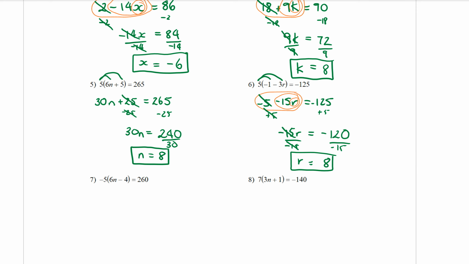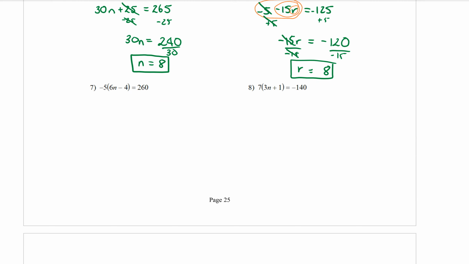All right, let's do it again. Question 7. Expand the brackets. Minus 5 times 6n. Minus 5 times 6 is negative 30n. Careful with the minus signs here. Minus 5 times minus 4 makes, the two minuses will make a plus, and 5 times 4 is 20. Good. And that's equal to 260.